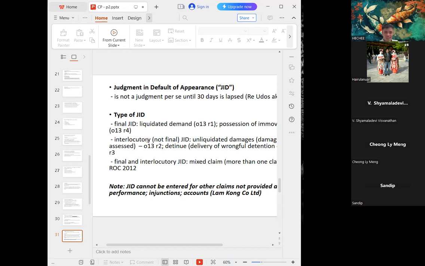Okay, sir. Very good. So once you get the JID, that means you have to wait. You have to give a 30 days grace period. Because when you enter the JID, the other party may come out, raise the defense and try to set aside.